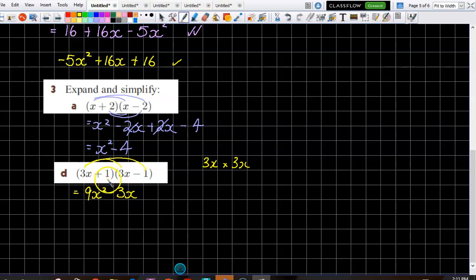And then we've got 1 times 3, which is 3x. And then we've got 1 times minus 1, which is -1. And what happens? Once again, the -3x and the +3x cancel out. So we've got 9x squared take 1.